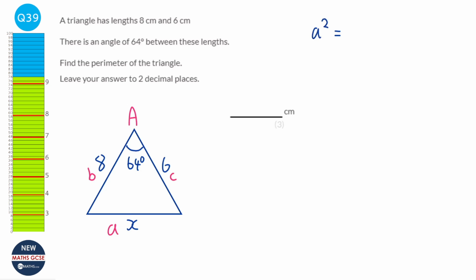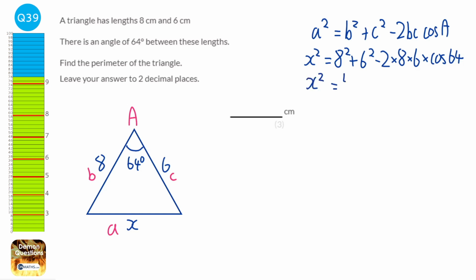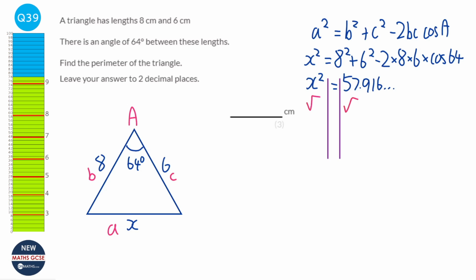So it's a squared equals b squared plus c squared minus 2bc cos A. And so that would be x squared equals 8 squared plus 6 squared minus 2 times 8 times 6 times cos 64. And that will be x squared equals 57.916 blah blah blah. And we just need to solve this, and we can solve it by just square rooting both sides.